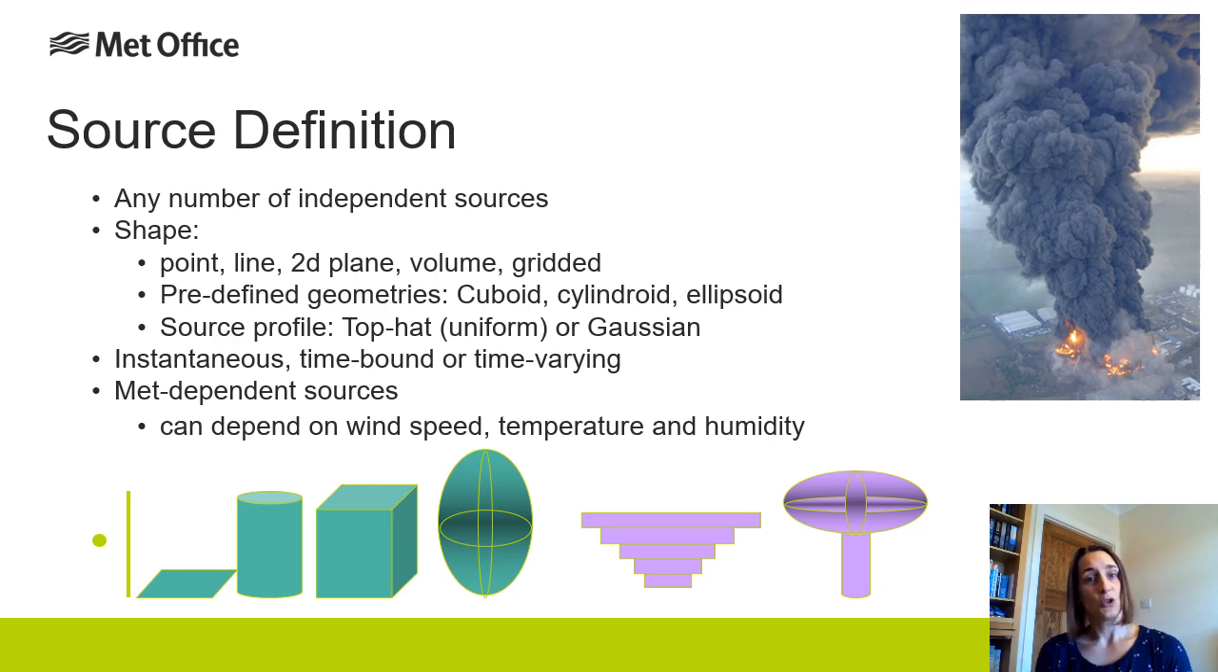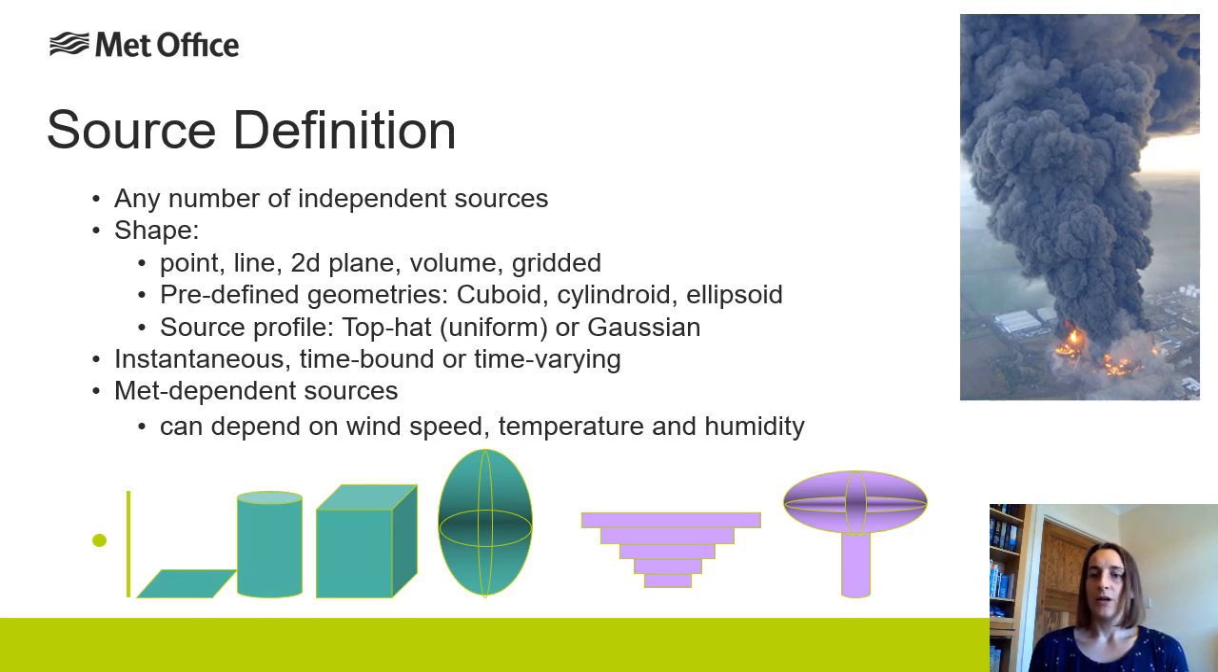So as the user of the model, there's a responsibility on ourselves to try to define the most appropriate source that we can. And NAME gives you considerable flexibility to choose different options to do that. So as the pictures at the bottom illustrate, you can just have a single point in time and space, you can have a line source, it might be a 2D plane, you can have some sort of volume, and you have the option for different shapes of volumes.